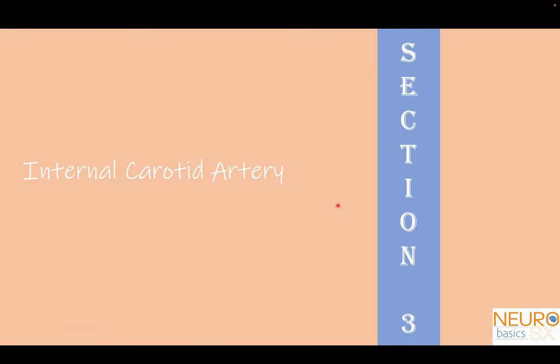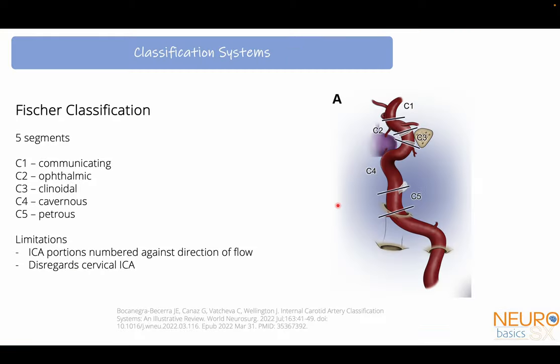Okay, so that brings us to our last section for this class, that is the internal carotid artery. With the internal carotid artery, we'll discuss a few segments and then we'll keep a few segments for the next session. When it comes to discussing the internal carotid artery, it is important to divide the different areas of the internal carotid artery so we know which part of ICA we're discussing.